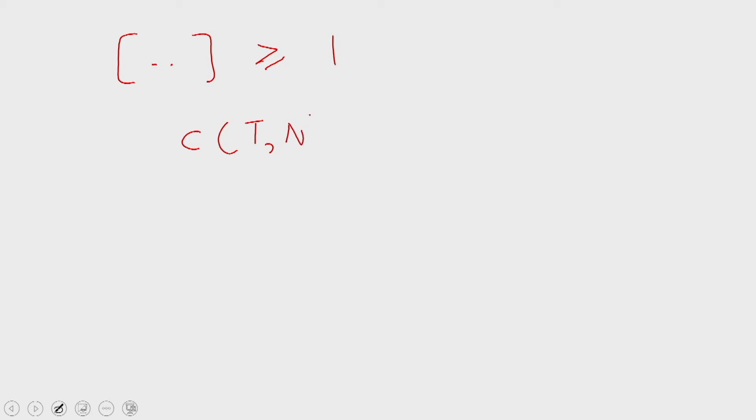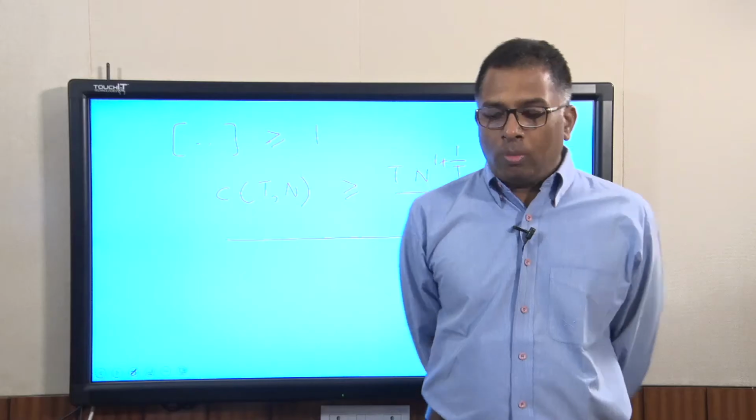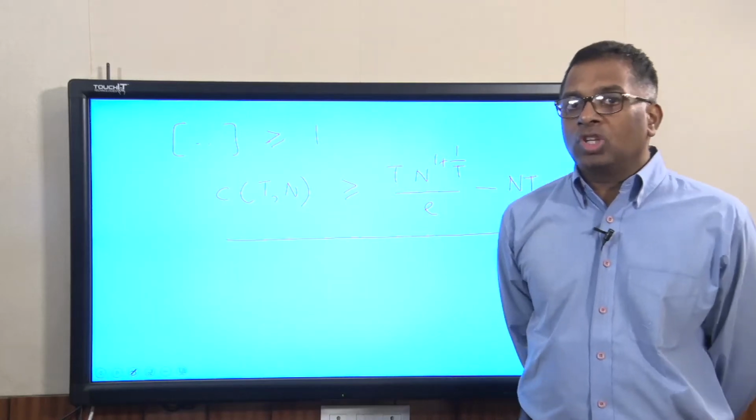So, that establishes that the contents within the square bracket is greater than or equal to 1, or Ct of n is greater than or equal to t into n power 1 plus 1 by t by e minus nt. So, that establishes the claim. Now, we say that from this claim we can derive a lower bound for sorting n items using p processors.